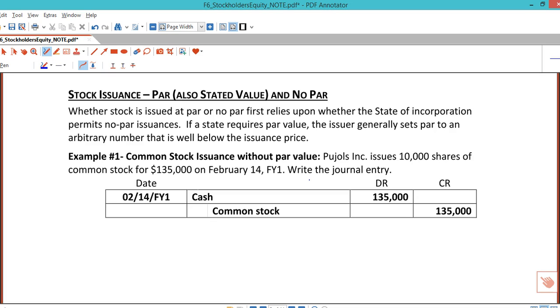follow state law. So in this first example, we have Pools Incorporated issues 10,000 shares of common stock for 135,000, and it's in a no par state. So this might be a journal entry that looks familiar from intro. I know in the first week or two of intro to financial.